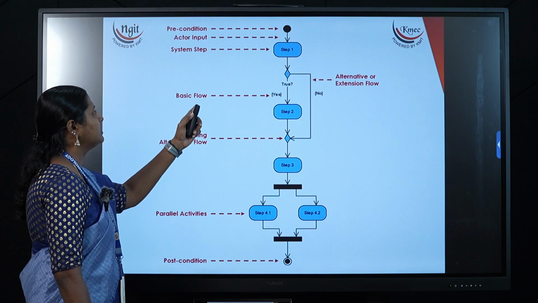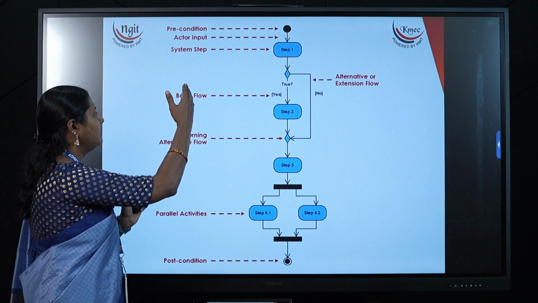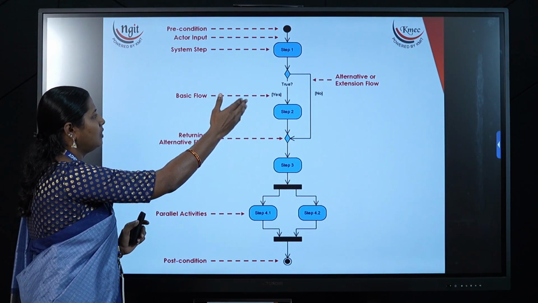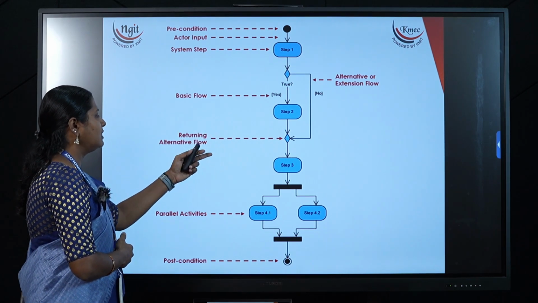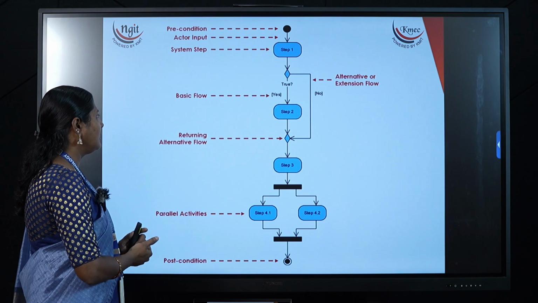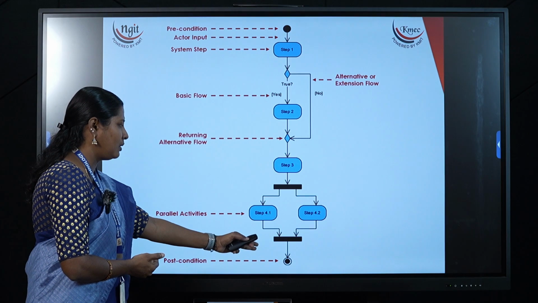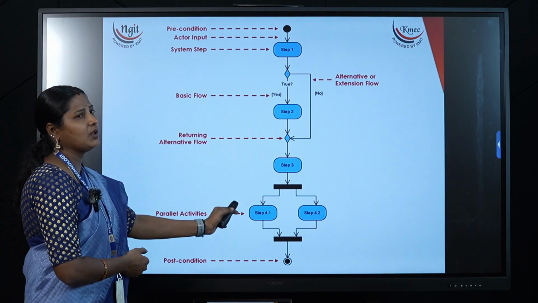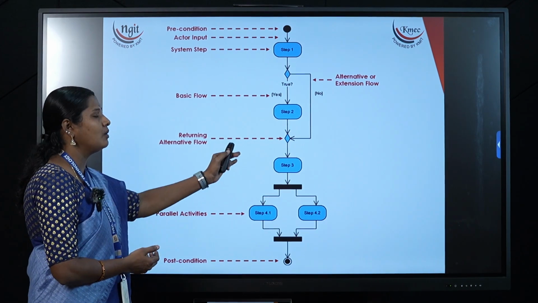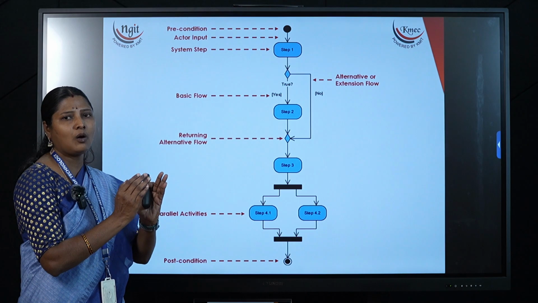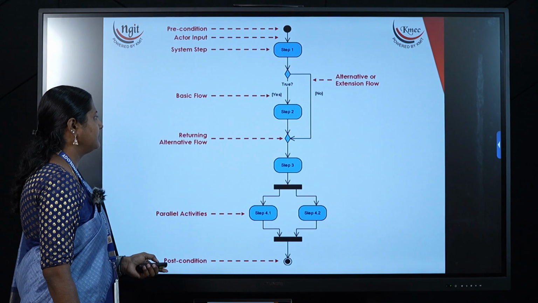The initial node is the start, next the action to be input, the system steps. Step 1 is considered. If there is any condition, based on the condition you are going to perform the alternative extension flow. Based on the yes or no conditions, it returns to the alternative flow, and then we have the fork and join conditions. This can be similar to your interaction diagram or your flowchart diagram, but here we take only the action or the activity to be performed.